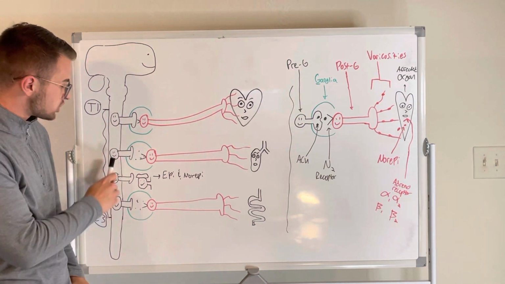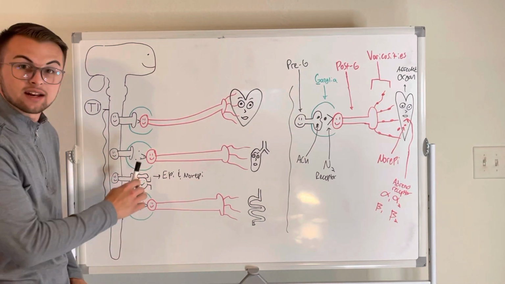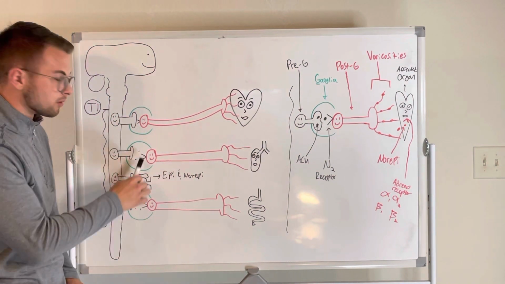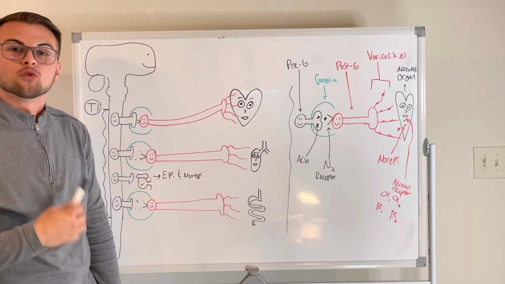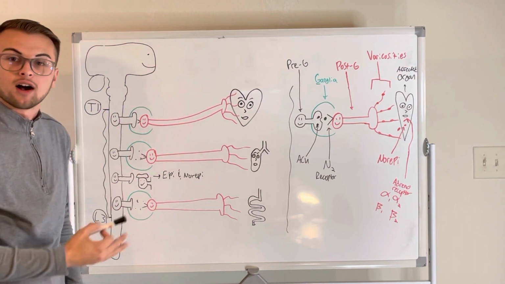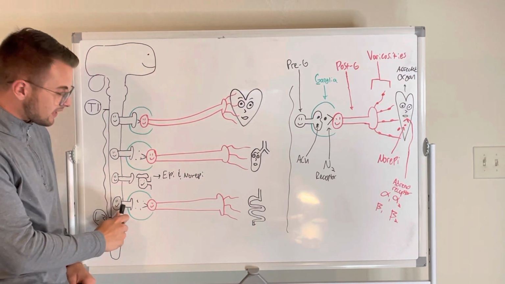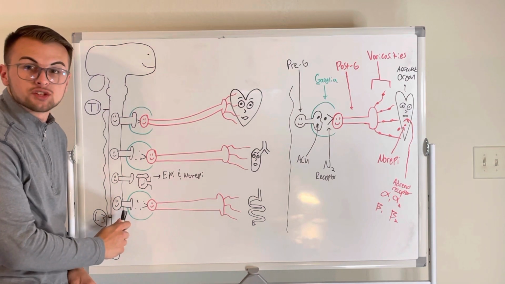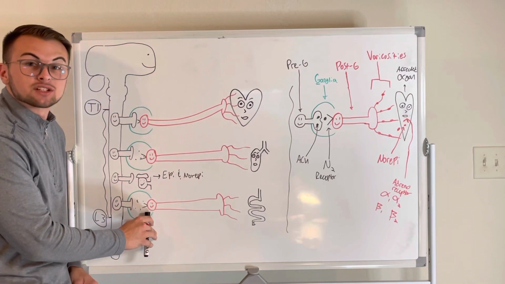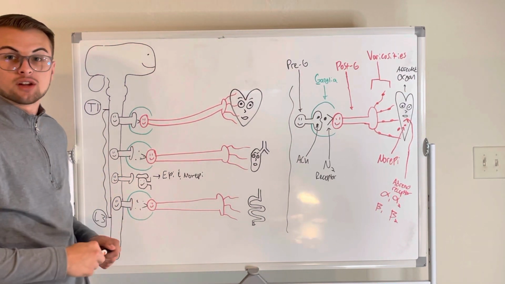So these pre-G neurons shown here in black will release acetylcholine into receptors which are located on the post-G neurons. So remember that the ganglia are just a meeting place for neurons, specifically our pre-G and our post-G neurons. So the axons of these pre-G neurons will release acetylcholine onto nicotinic 2 receptors which are located on the cell bodies of our post-G neurons.